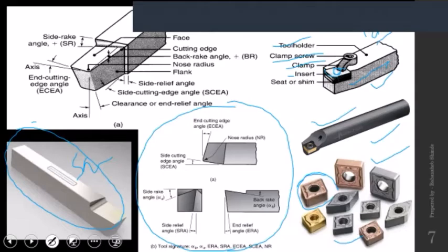So you can put that insert in the cavity provided, and there would be a threaded hole in the tool holder, where you just need to put the insert and fix this screw.